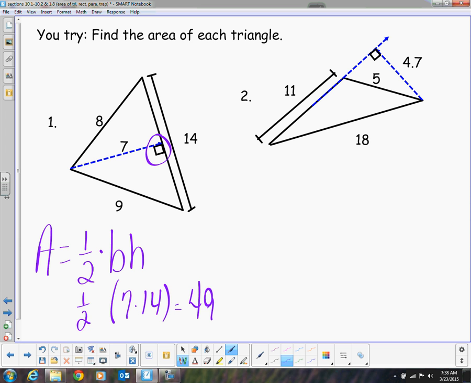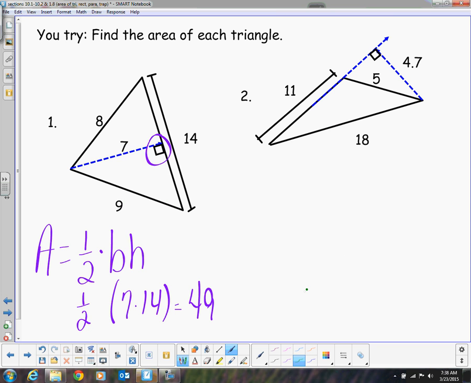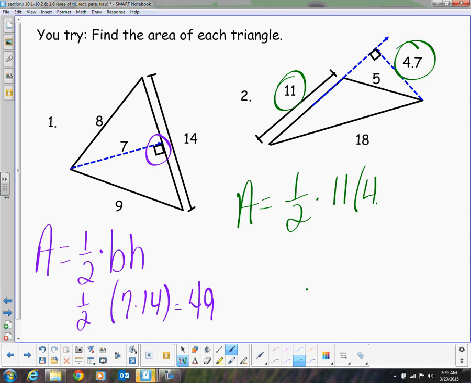All right, Caitlin, what's your base and height on number 2? Okay, so your 11 and your 4.7 are the ones that we're going to use. So we're going to say area equals 1/2 times 11 times 4.7. What's 11 times 4.7? What is it? Divided by 2.